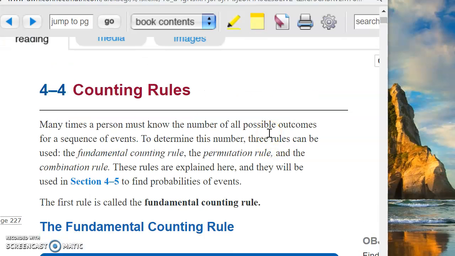In section 4-5, we're going to take these counting rules and use them to calculate the numerator and the denominator of that basic fraction that we always use for computing probabilities. So I hope that gives you a little bit of motivation.